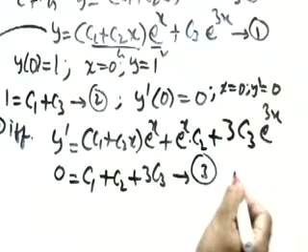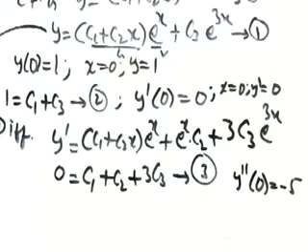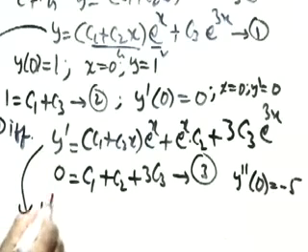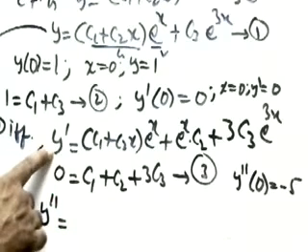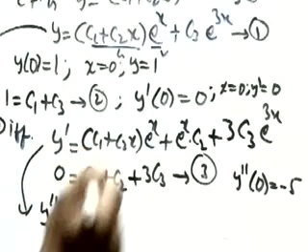Now one more time we have to differentiate. One more thing is given: y double dash of 0 equals minus 5. That means we have to differentiate one more time. So let me differentiate this again. If we differentiate y dash, it will be y double dash.